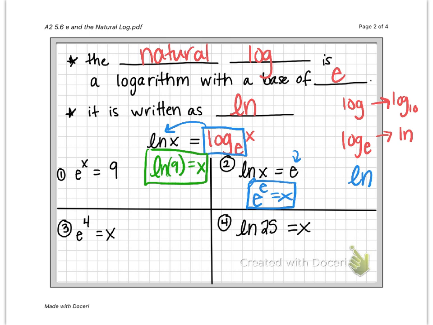Number 3, how would you rewrite this in log form? What? ln x equals 4. Because what we would start with is a log with a base of E, which becomes the natural log. And finally, number 4, if we rewrote in exponent form, our base is what? E to the x equals 25.